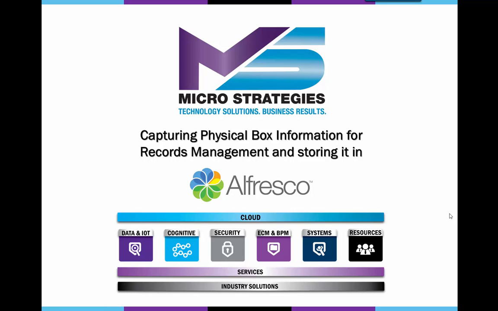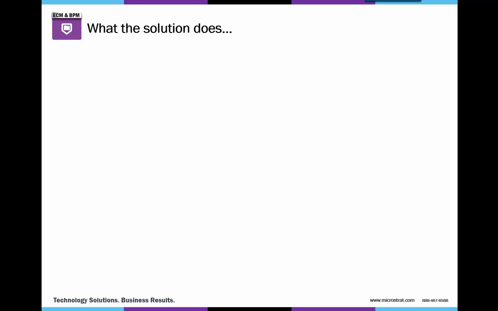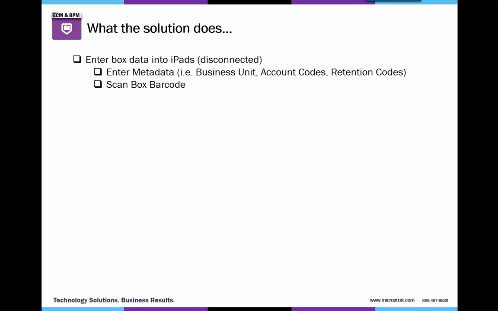In this presentation, we're going to be talking about capturing physical box information for records management and storing it in Alfresco. Now you're probably wondering what this solution does. Well, it allows you to enter box data into the iPads in disconnected mode. In other words, they don't need to be connected to the Wi-Fi or the internet in order to enter the data. The kind of information you can enter are things like business unit, account codes, retention codes.